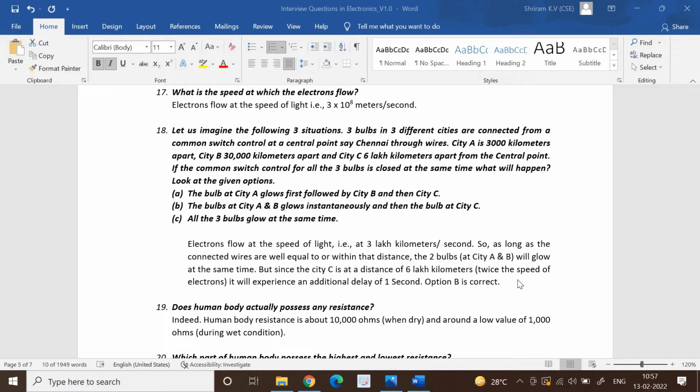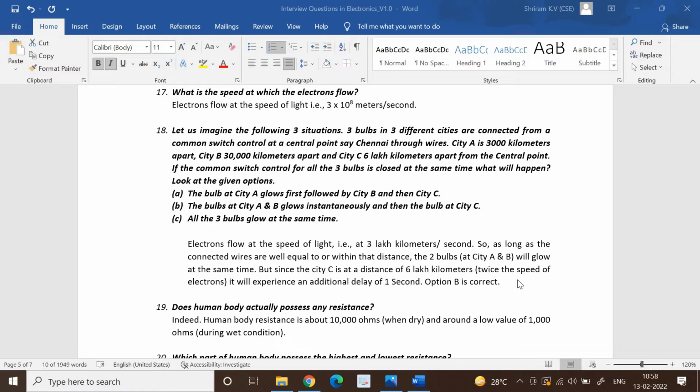I'm going to have a case study now. That's a question which is very commonly asked as well. Let us imagine the following 3 situations. 3 bulbs are in 3 different cities and are connected from a common switch control at a central point, say at a city called Chennai, through wires. I repeat, there are 3 bulbs in 3 different cities and they are controlled at a common point in Chennai through wires.